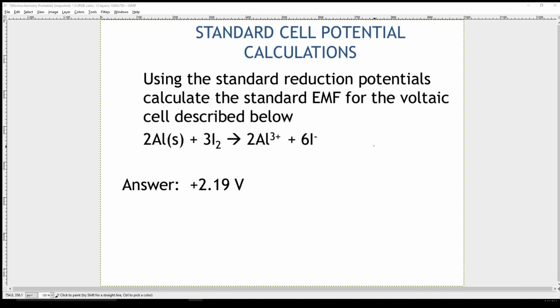So using the standard reduction potentials, calculate the standard EMF for the voltaic cell described below. Aluminum reacts with iodine to form aluminum and iodide ions. So this would be a really good opportunity for you to try this out without me. So pause and figure it out. Go ahead, do it, pause.